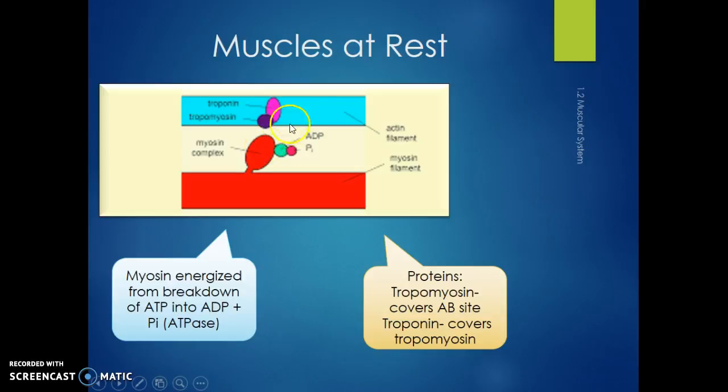However, the cross bridge can't be formed between the myosin and the actin because, as you can see here, there are these two proteins. One here is troponin and tropomyosin here, which block the actin binding sites in which the myosin needs to attach to. Therefore, there can be no attachment from these two.